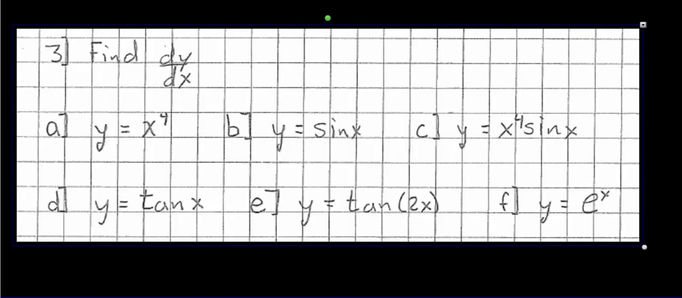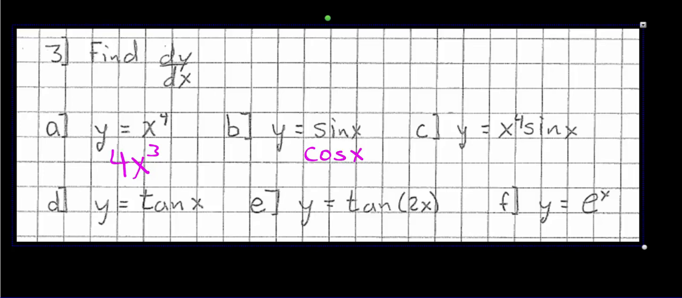Now that brings us to the derivative. Okay, so we want to go through here and differentiate these functions. Now this first one, straight up power rule. Nothing more to it than that. B, straight up, this is derivative of sine, which is cosine. Nothing more to it than that. So you need to remember the derivatives of the trig functions.